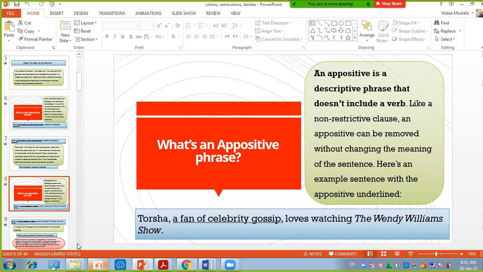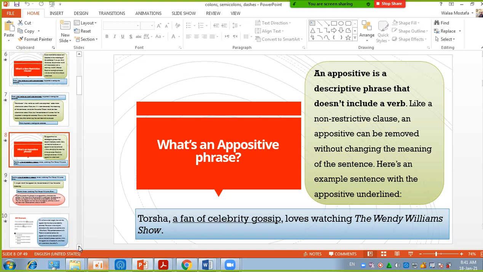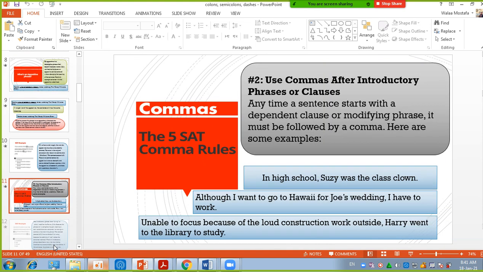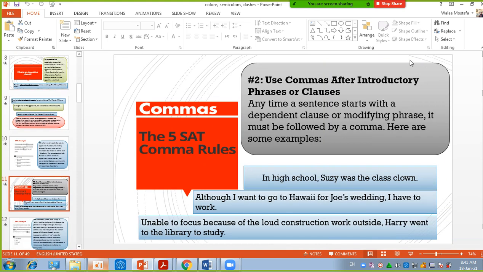Ali, can you see the screen now? Yes. Okay. Now the second rule: we use a comma after an introductory phrase or clause. What is an introductory phrase or clause? I have two types. Whether the sentence starts with a phrase, like the prepositional phrase, or a participial phrase, or the infinitive phrase. Any kind of phrase we start the sentence with, we call this an introductory phrase.